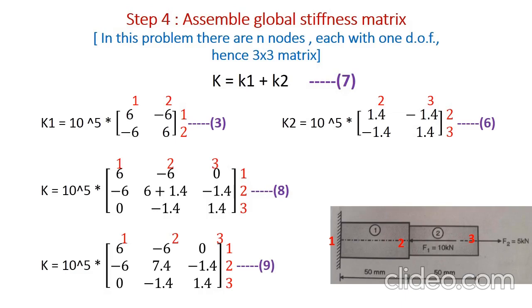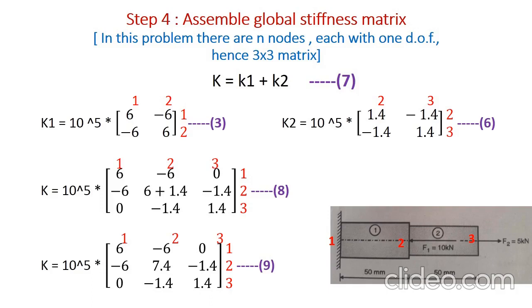Step 4, we assemble global stiffness matrix. What is global stiffness matrix? Addition of elemental stiffness matrix. In this problem there are n nodes and our nodes are actually 3. Therefore our final matrix will be of order 3 by 3. That's why global stiffness matrix will be represented by capital K, and that is equal to K1 plus K2. Equation number 7.